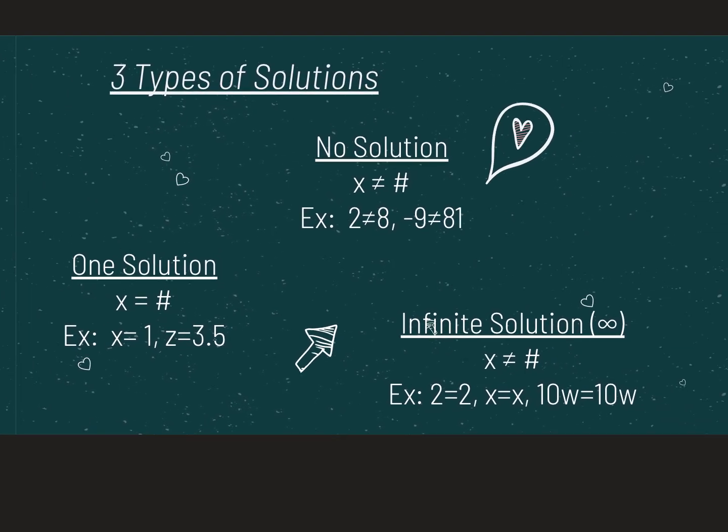There are three types of solutions, and as we get into more equations, like systems of equations, we're also going to use this. You have one solution, for example, where x is equal to a number, so x equals 1, z equals 3.5. No solution, where x is not equal to that number. We know that 2 cannot equal 8, and negative 9 is not equal to 81.